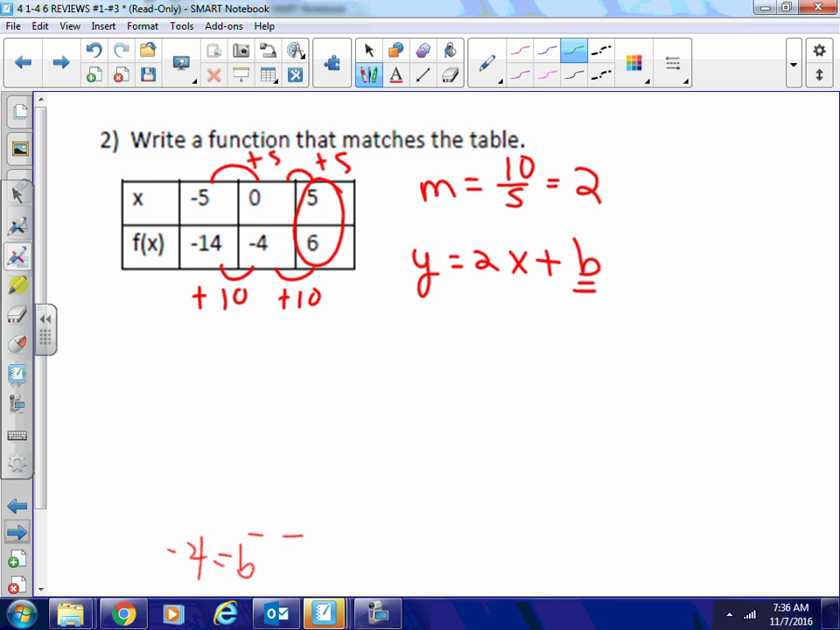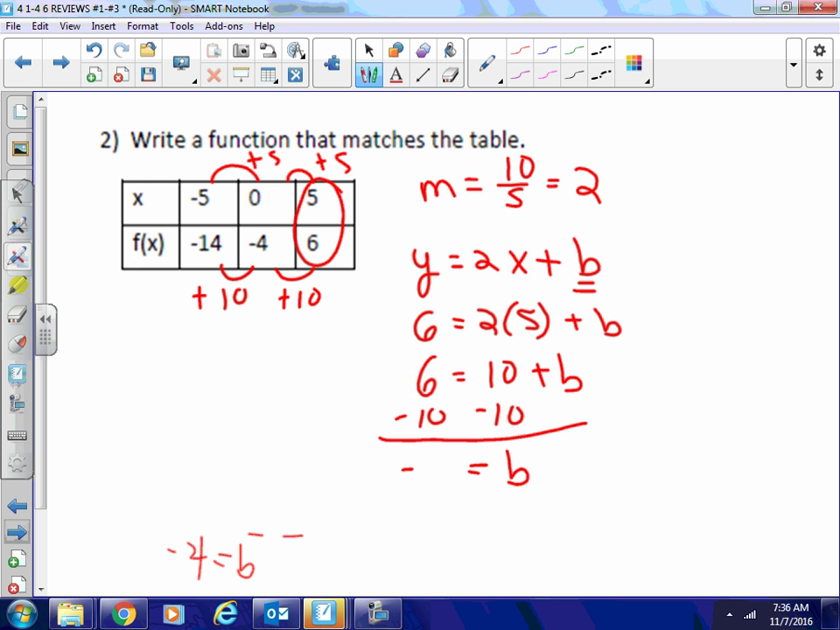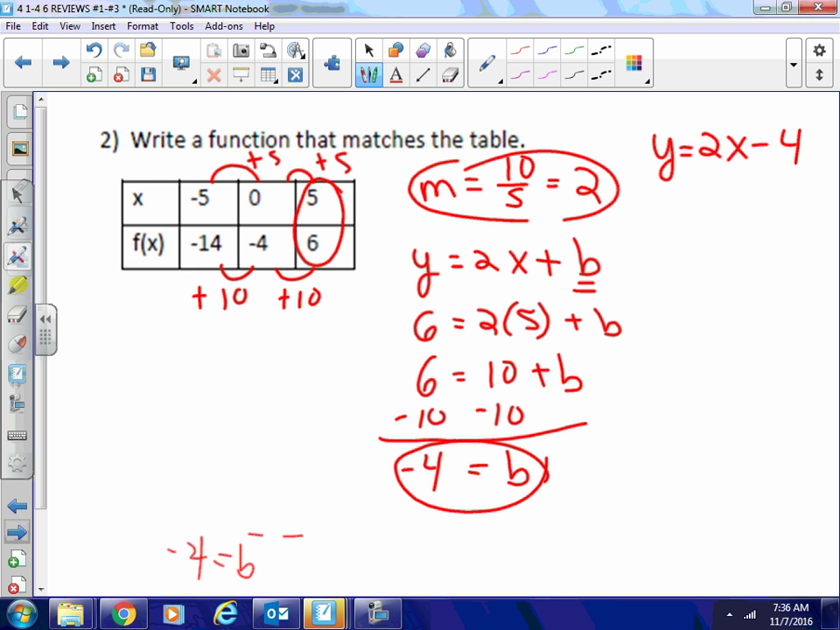I know you usually like the positive ones. Me too. We'll plug in a 6 for y. 2 is our slope times 5 for x plus b. 6 equals 2 times 5, which is 10, plus b. Subtract 10 from both sides, and b is equal to -4. So when we have b and we have m, we can write our equation. Y equals 2x minus 4. And this is the answer to the question.